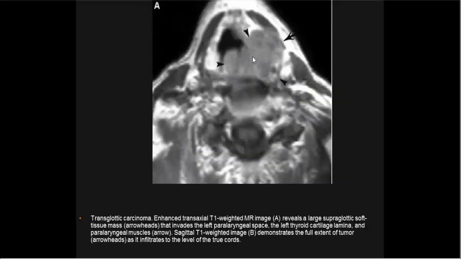This is mass. As we see, transglottic carcinoma enhanced axial T2. This is mass, large supraglottic soft tissue mass that invades left paralaryngeal space and left arytenoid and the cartilage, left thyroid cartilage laminae. As we see, sagittal T1 demonstrates full extent of the tumor and it infiltrates level of true vocal cord. This is T1 of previous case.